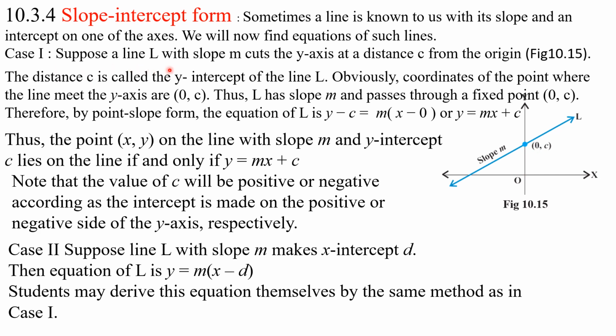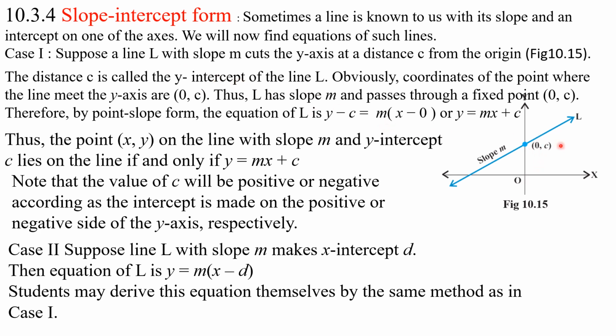Suppose a line L with a slope m cuts the y-axis at a distance of c from the origin. Observe this figure 10.15. See here, this line is intersecting the y-axis at (0, c), at a distance of c units from the origin. Then what are the coordinates of this point? (0, c). Yes or no, my children? The distance c is called the y-intercept of the line.